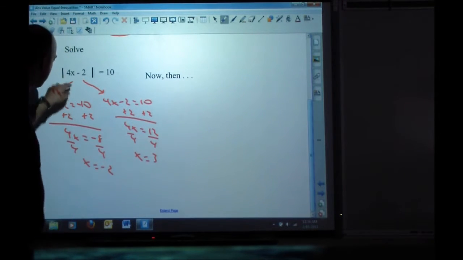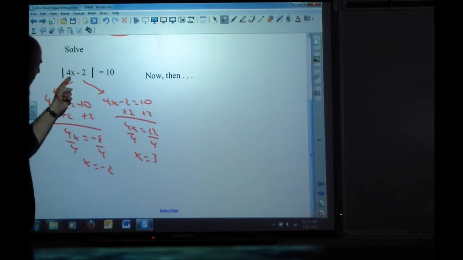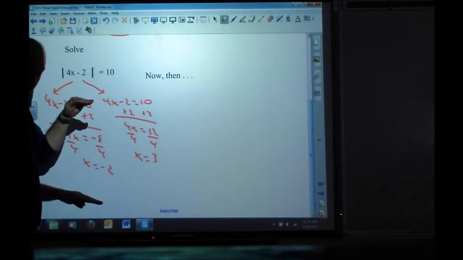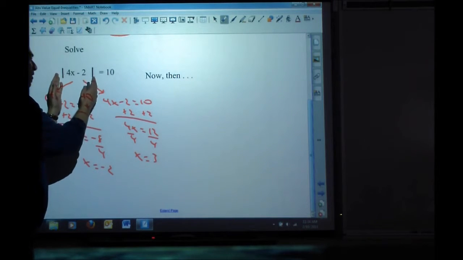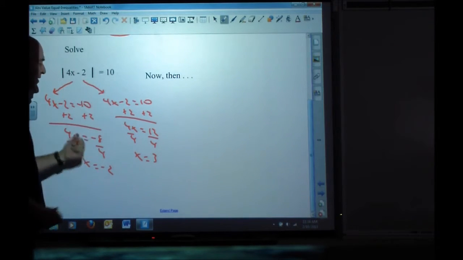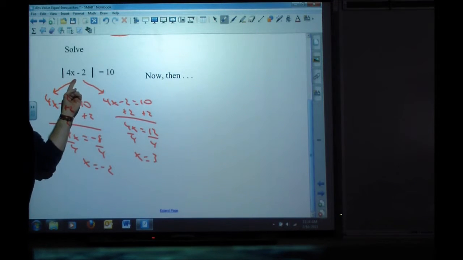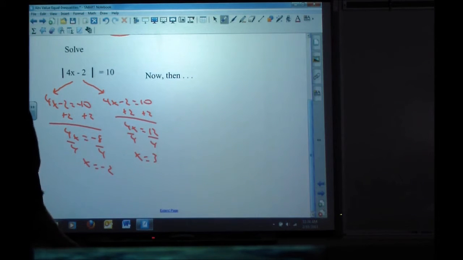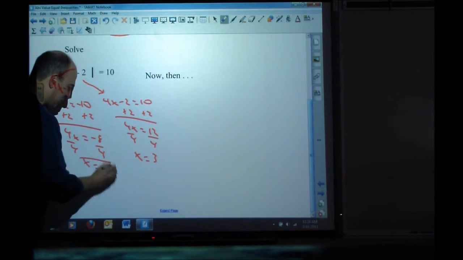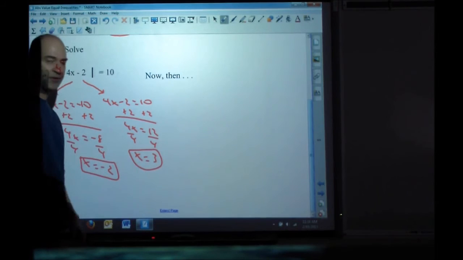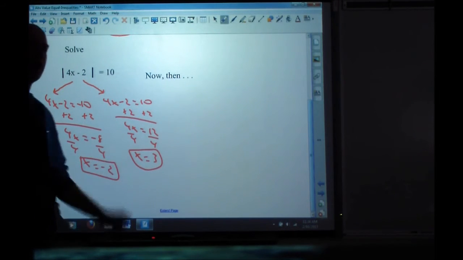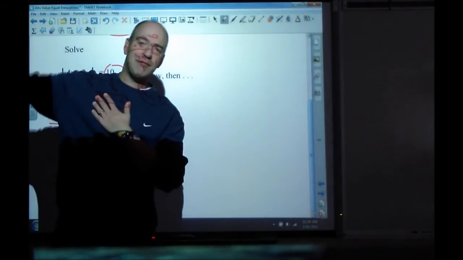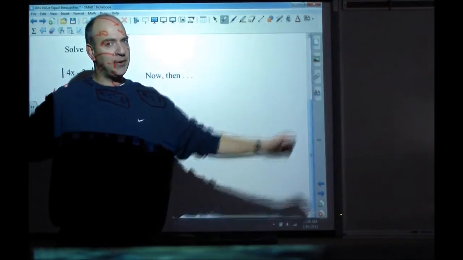You can always check answers to equations. If I put -2 into my absolute value, 4 times -2 is -8. Take away 2 and you get -10, and the absolute value of that returns 10. So that's correct. If you put 3 in there, 4 times 3 is 12, take away 2 is 10, and the absolute value of 10 is 10. So I've satisfied the situation and I've got 2 separate answers. What you've got to remember is that if I'm a distance away from 0, I can be on the left side of 0 or the right side of 0.